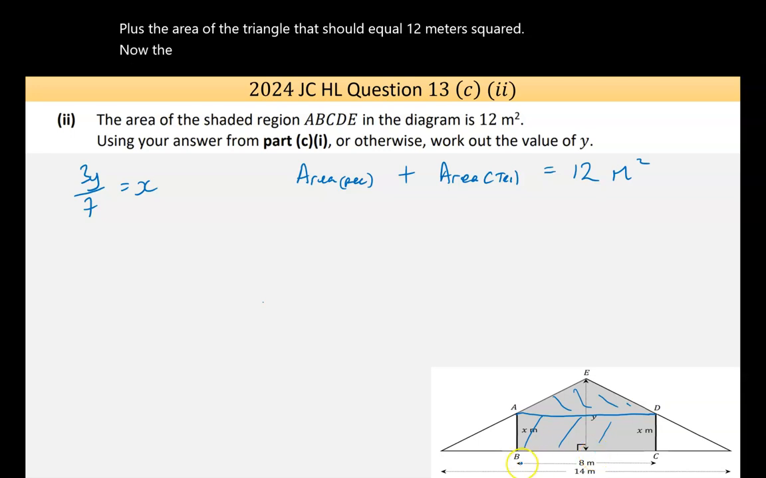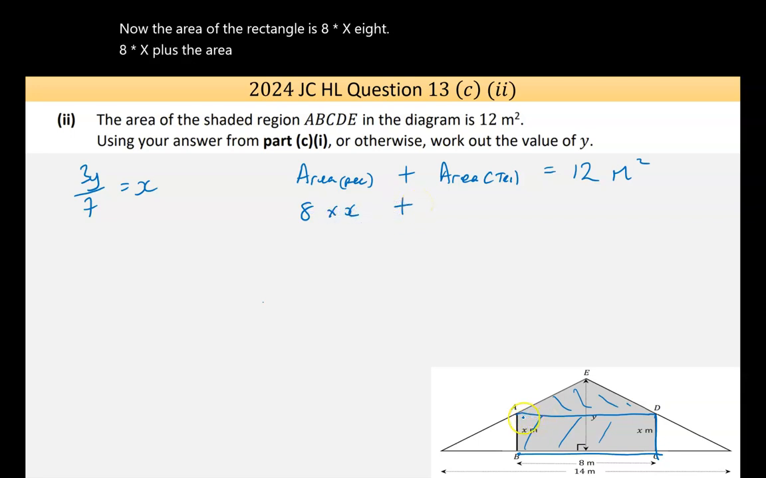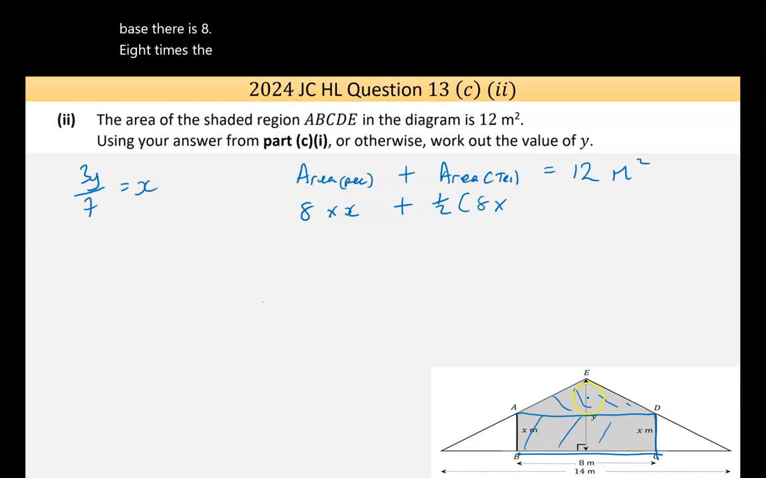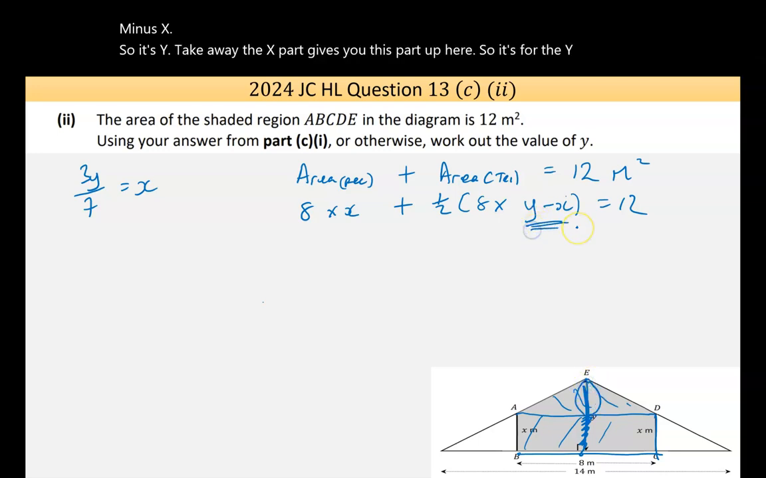Now the area of the rectangle is 8 times x, plus the area of the triangle on top, it's a half base by height, so a half, now the base there is 8, times the height, which is y minus x. So it's y, take away the x part, gives you this part up here. So that's where the y minus x comes from.